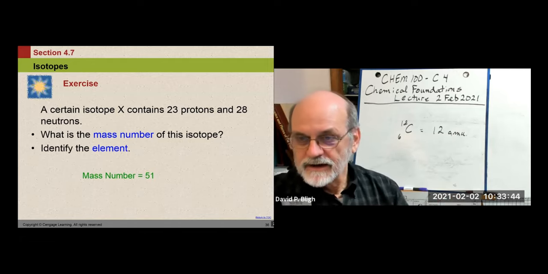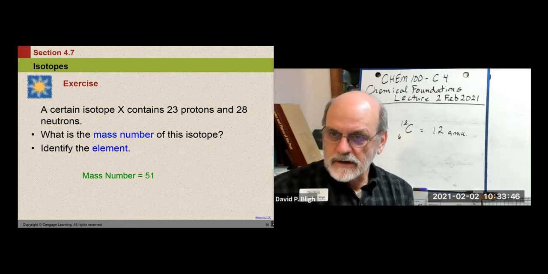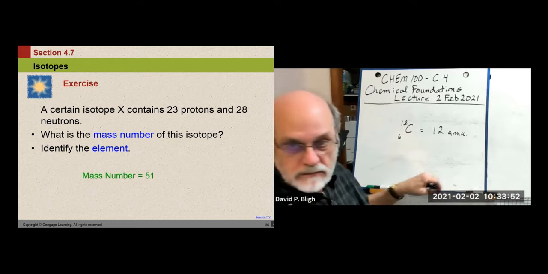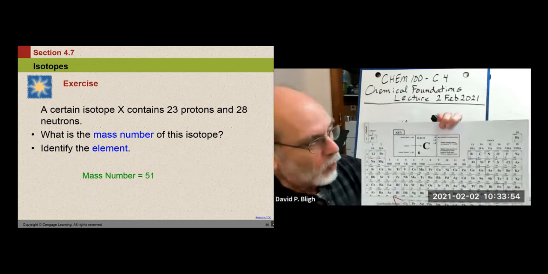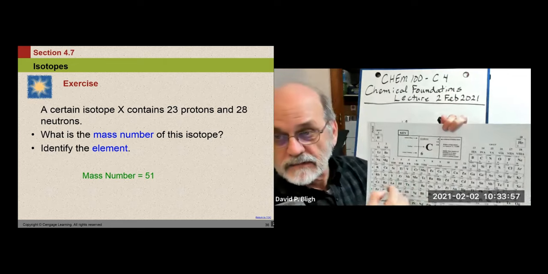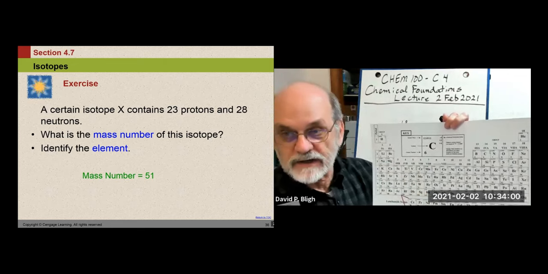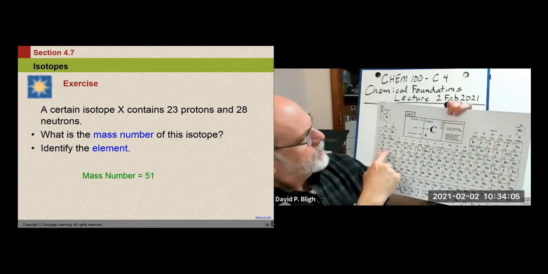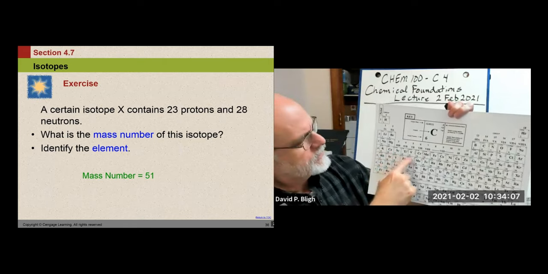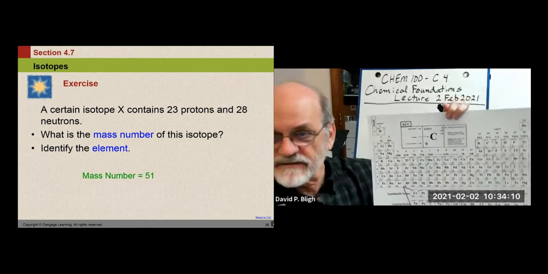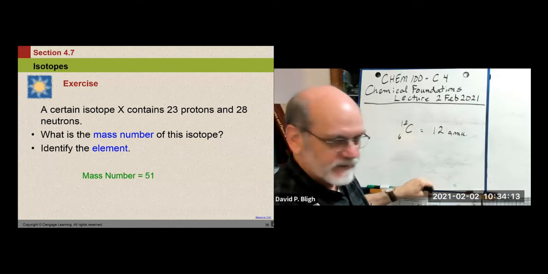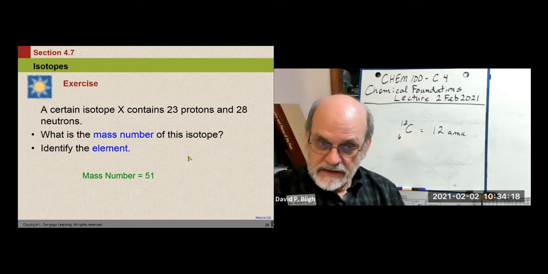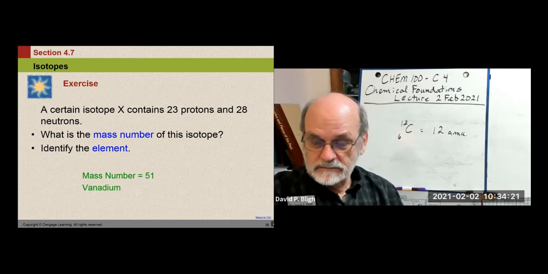What's the element? Well, if it has 23 protons, that means its atomic number is 23. And you can go to your periodic table, where they're in order, left to right, top to bottom, of increasing atomic number. So we can follow it across and say, okay, there's 20, 21, 22, 23. 23 is a V. V stands for vanadium. So the element is vanadium.